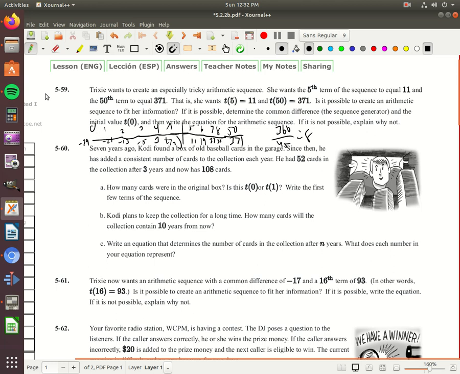So we come up with this equation. T of n equals 8n minus 29. And what I would expect is when I plug 5 in, I would expect to get 11. So if I plug 5 in here, I get 40 minus 29 is 11. That worked. If I plug in 50, I expect to get 371. So 50 times 8 is going to be 400. 400 minus 29 is 371. So you can see that did work out.